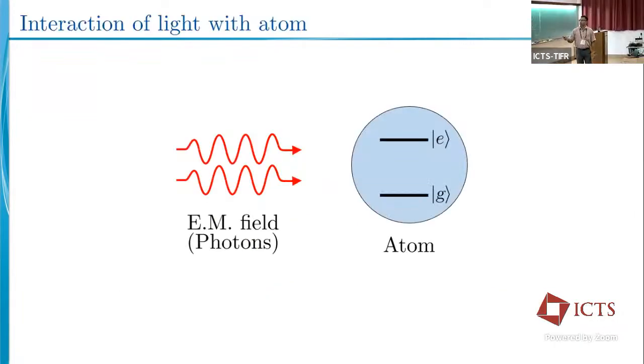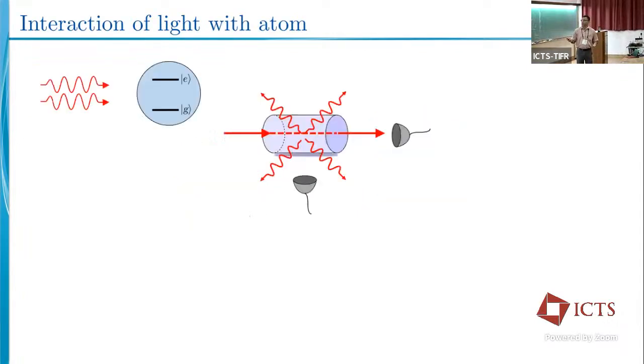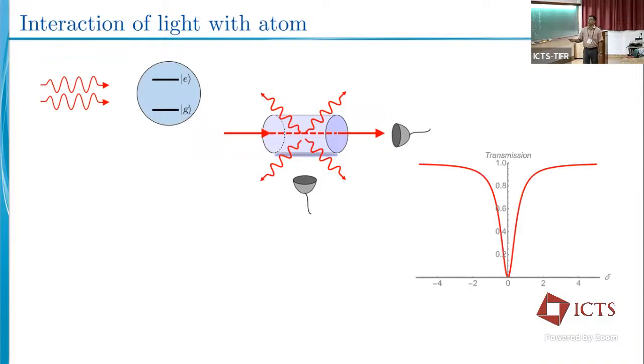Generally we know if there is an atom and light falls on it, the atom absorbs the light and emits the light due to spontaneous emission. And if light is passing through, suppose I have this glass cell with rubidium atoms, I have two options. Either I collect this light on the detector, or I take the scattered light on the detector. If I see this detector, I will find the transmission here.